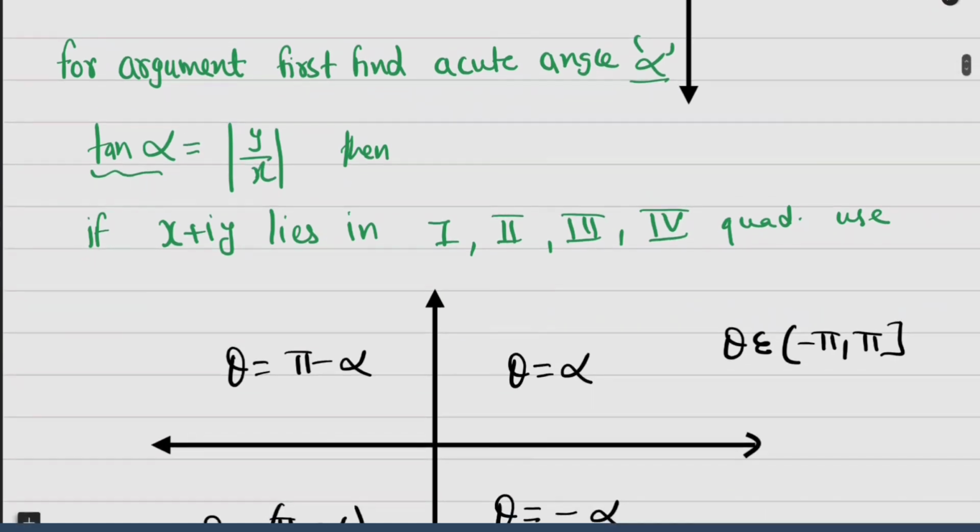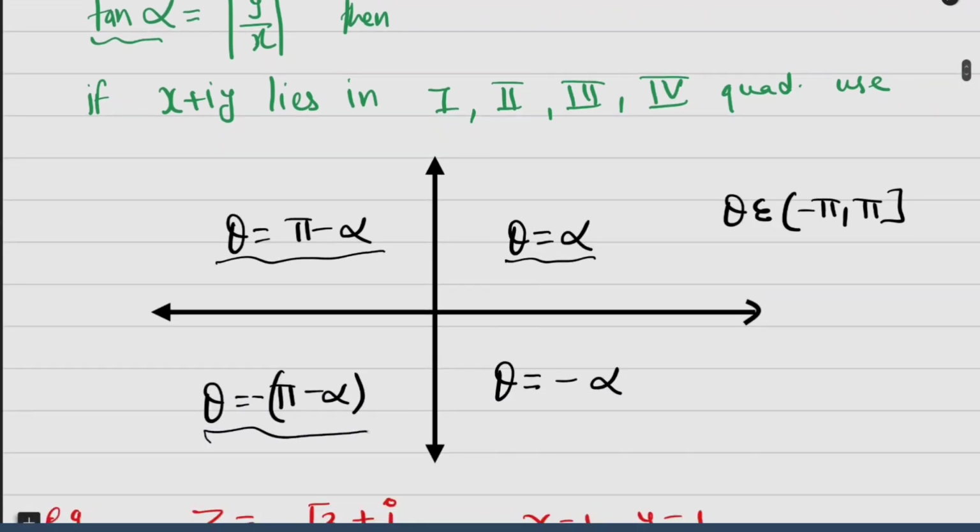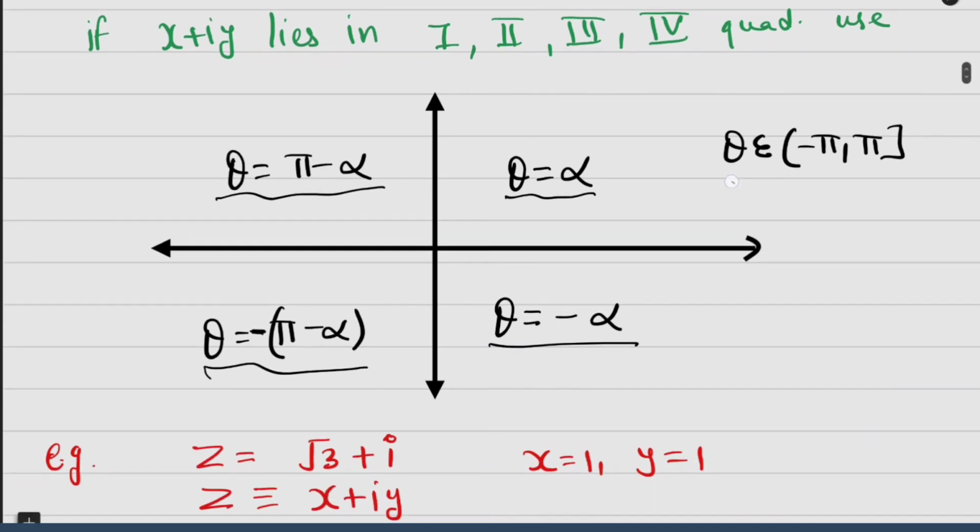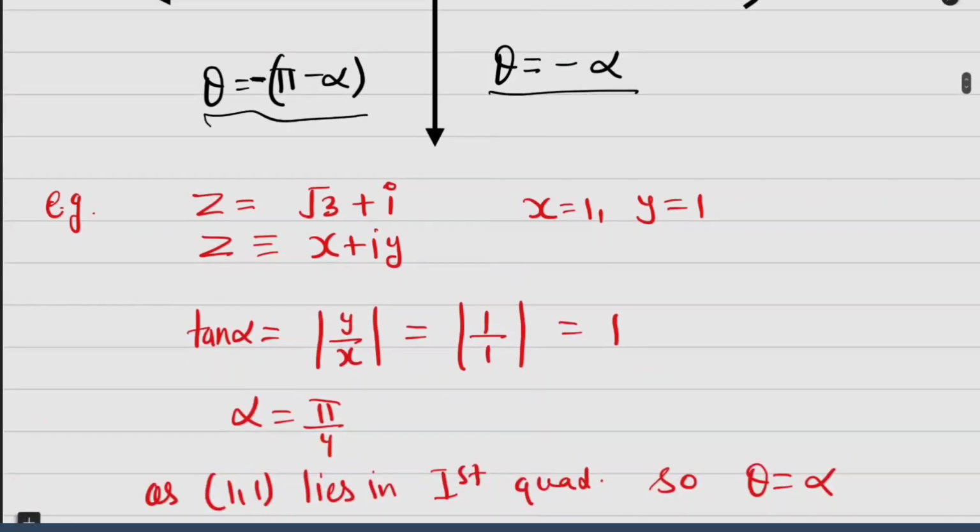First I find alpha. Then, if x plus iota y lies in the first quadrant, that is x is positive and y is positive, then theta equals alpha. If the complex number lies in the second quadrant, then theta equals pi minus alpha. Similarly in the third, minus of pi minus alpha, and in the fourth, minus alpha, and our theta lies between minus pi and pi. So let us take one problem.